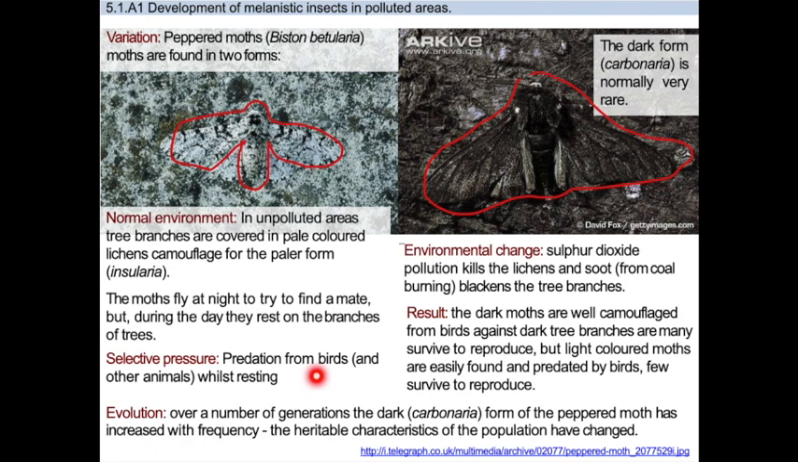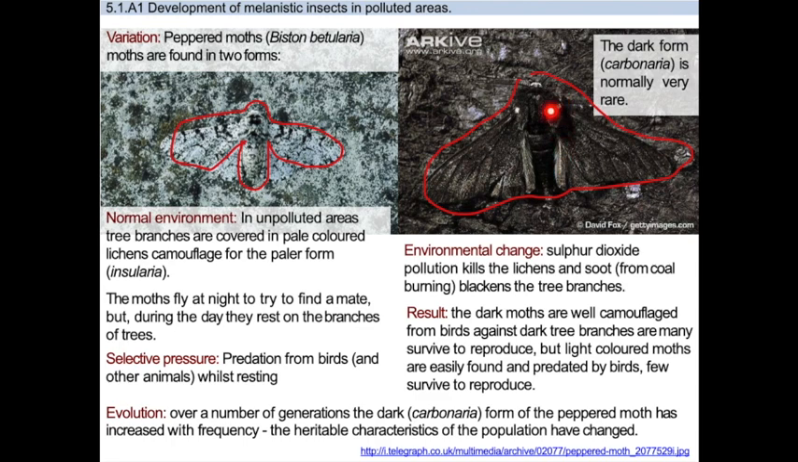Birds and other animals are going to search for them, of course, because they need food. However, there was an environmental change with the Industrial Revolution, which is that pollution killed the lichens and soot blackened the tree branches. So the tree branches went from being this light color to being this dark color. That meant that with that environmental change, the dark moths are now better camouflaged from birds against those dark tree branches, whereas this light moth against this dark background will be really easy to see and will be much more susceptible to predation by birds. And so few of them are going to be able to survive to reproduce.